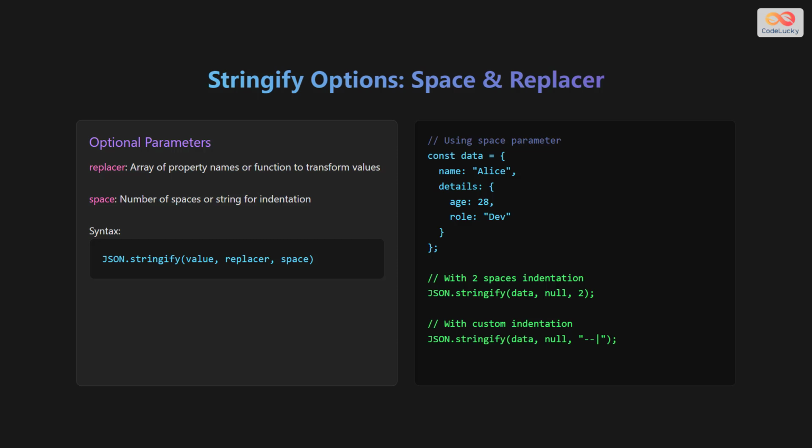The space parameter is used here to format the output JSON string with a two-space indentation and a custom indentation.